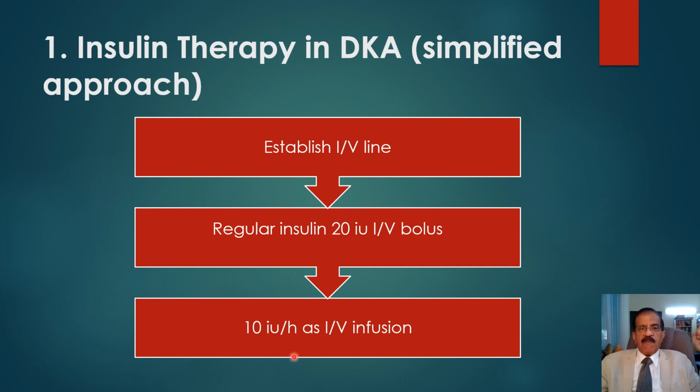Then you set up an IV infusion. If you have infusion pumps, great. Otherwise, you just make an IV infusion and mix regular insulin in normal saline and give it as an infusion. Or you can give 10 units of insulin every hour as an IV bolus. So that is also acceptable.